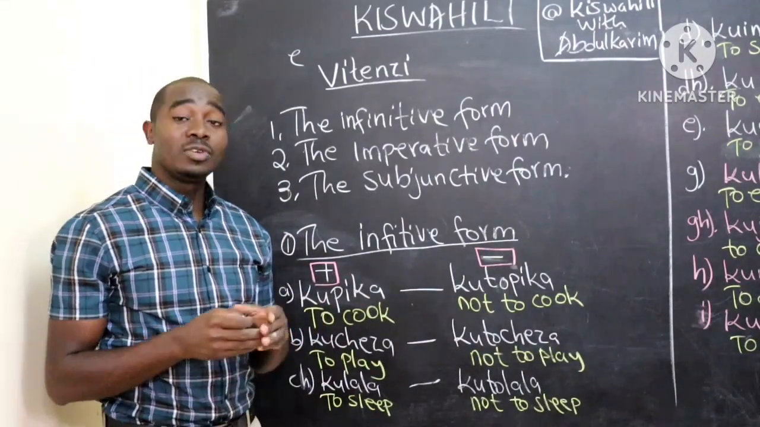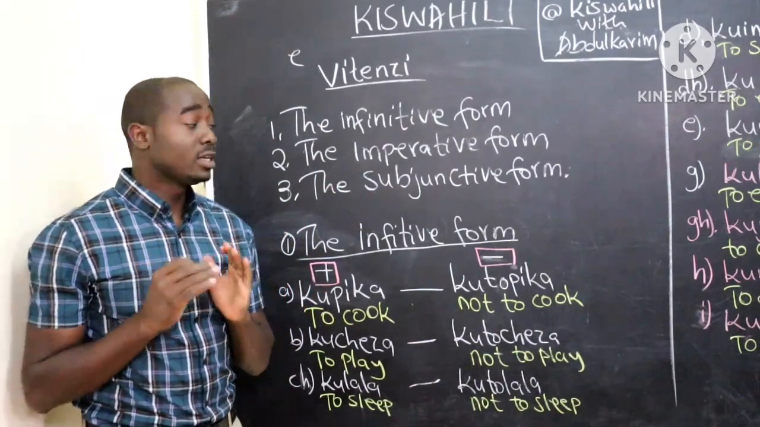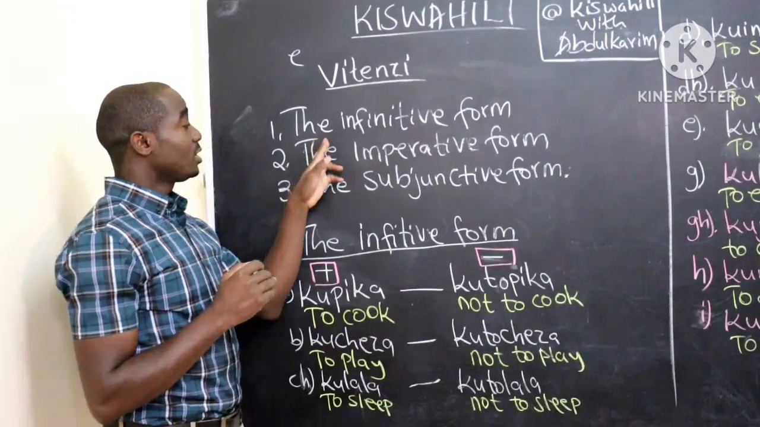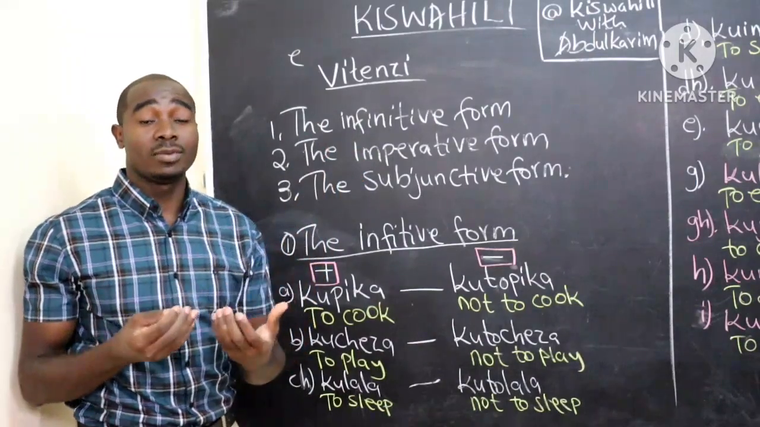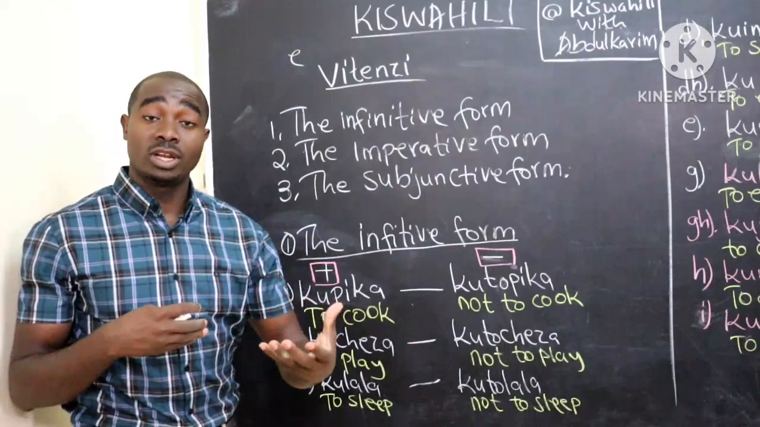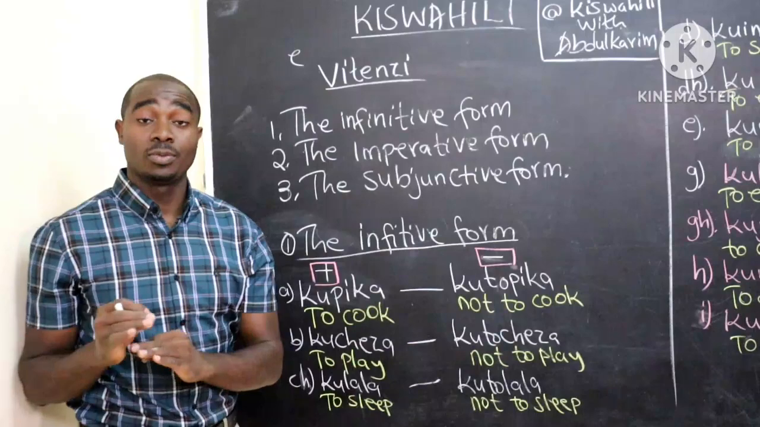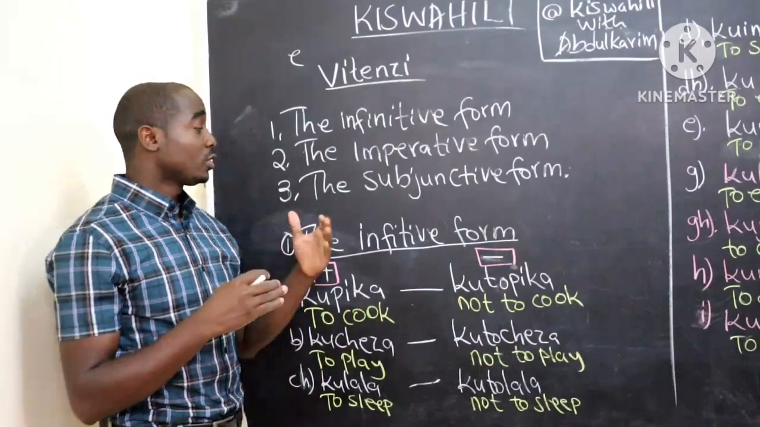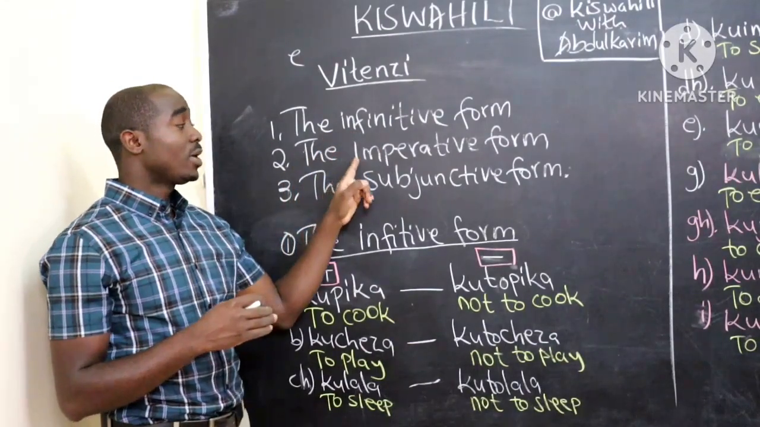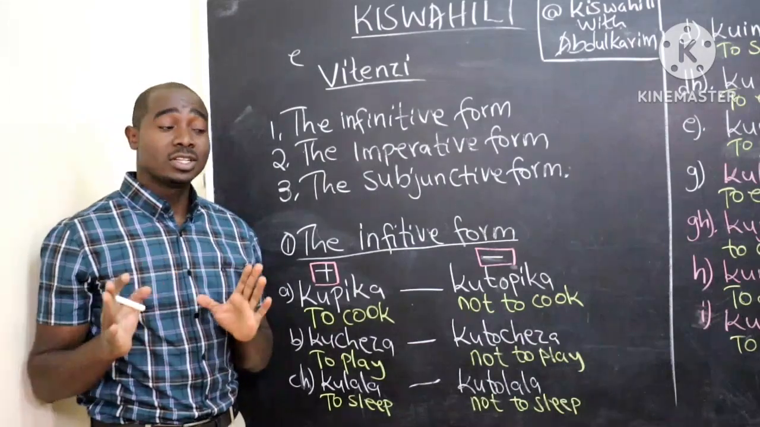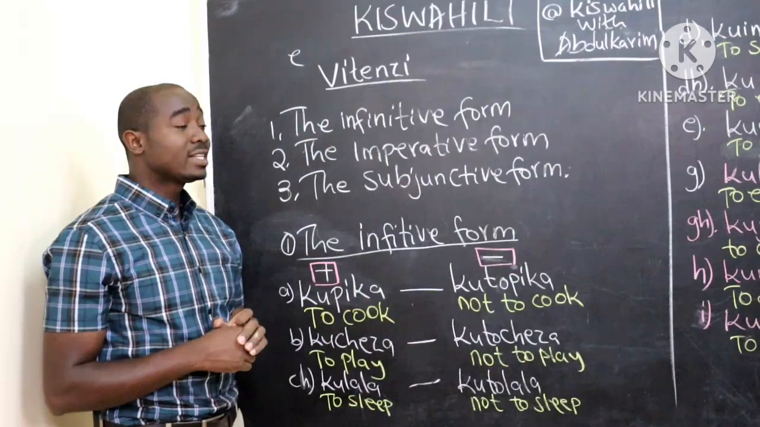Okay, but before I make that lesson, I have seen that it's important to cover the infinitive form of the Swahili verb. The verb that starts with ku, and normally the Swahili verb starts with ku. So that is the infinitive form. Kucheza, kulala. You cannot skip to the subjunctive form without learning the infinitive form. After here you have the imperative form. So in this lesson we'll cover these three. Okay, so let's get started.